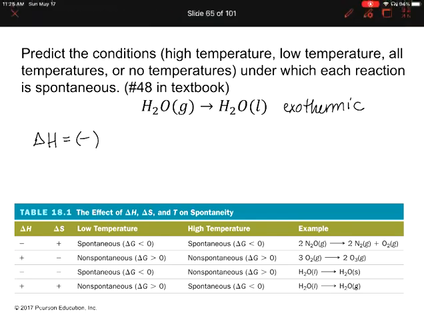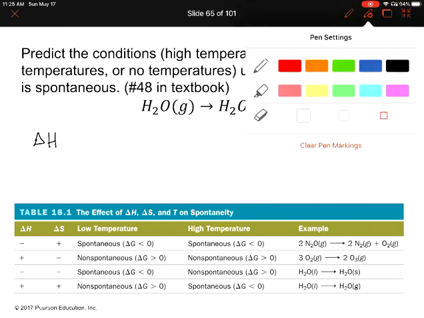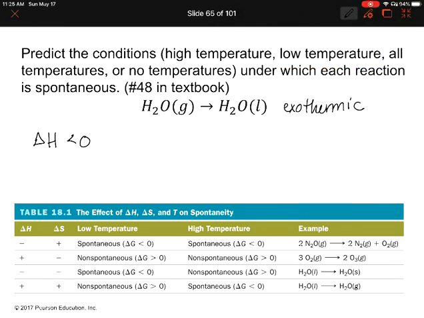Okay, another way of writing that again is just less than 0. So let's do that. Okay, so now what about entropy? We can't really look at the moles of reactants and products here because we just have 1 on each side. So instead, let's look at the state of matter.